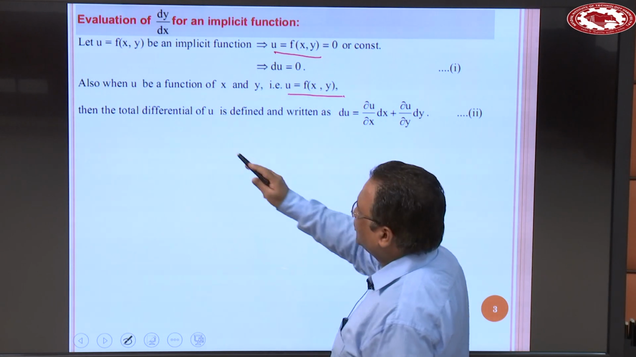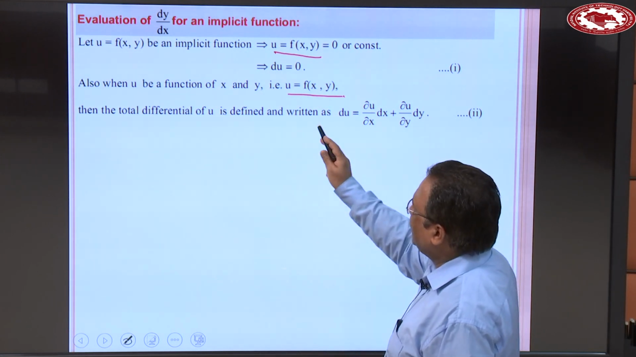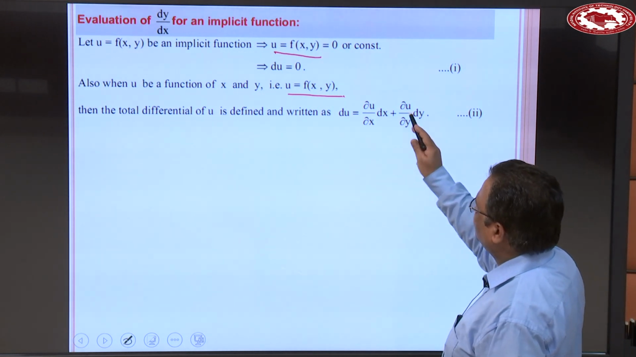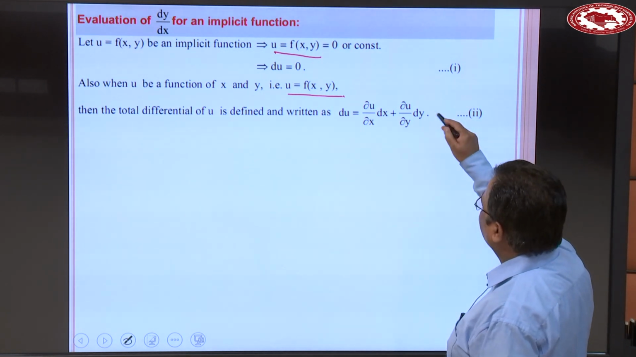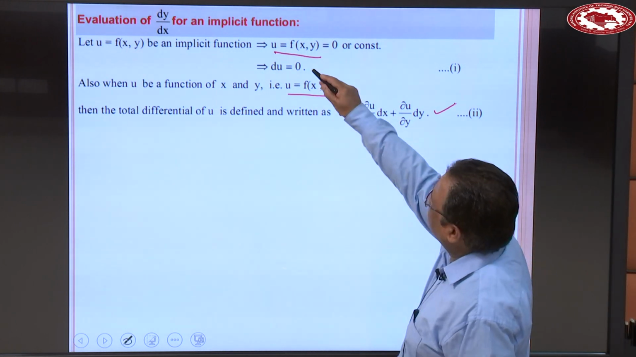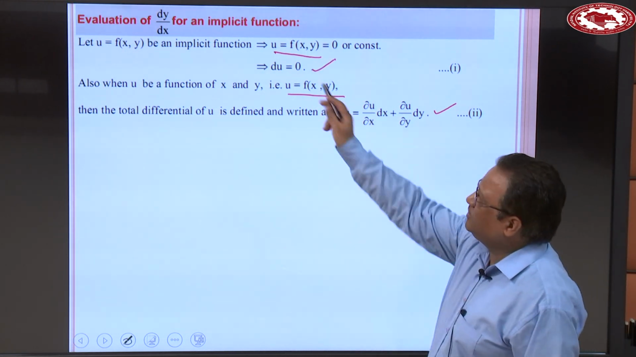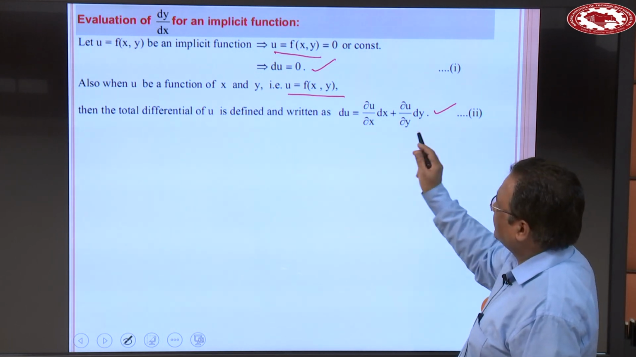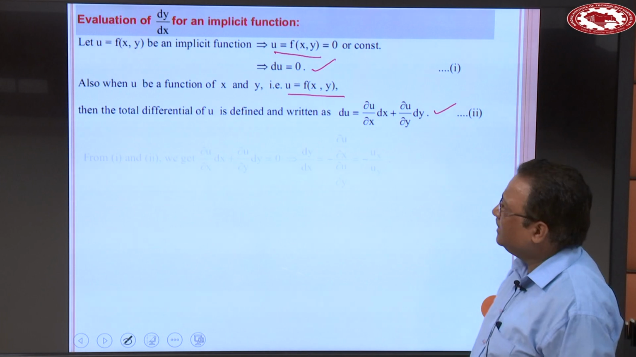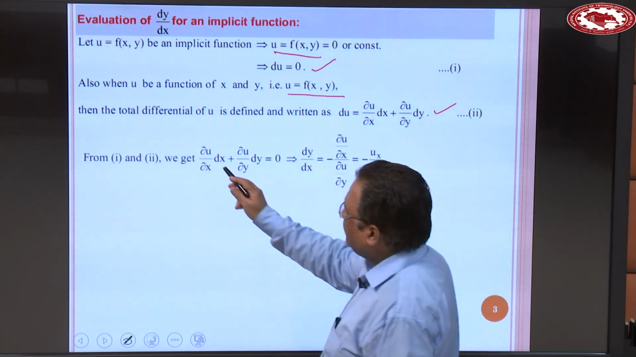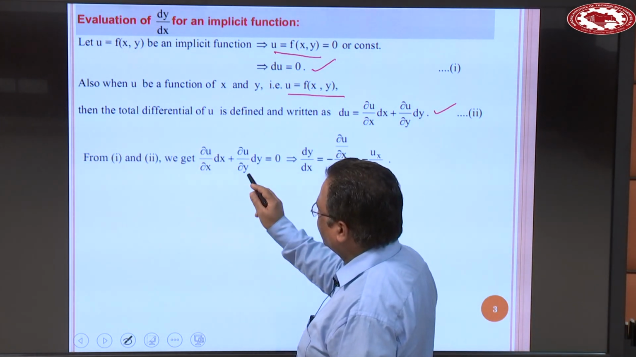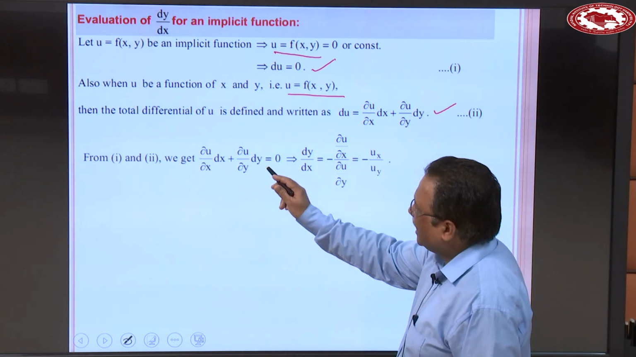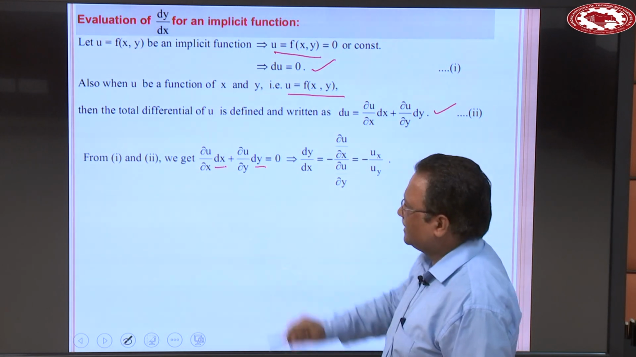Okay? Then total differential of u is defined and written as du is equal to ∂u/∂x dx plus ∂u/∂y dy. Write on this expression number 2. So, we have these two expressions, du is equal to 0 and du is equal to this. This means this result is equal to 0. Okay? So, from 1 and 2 we obtain ∂u/∂x dx plus ∂u/∂y dy is equal to 0, and from this relation calculate dy over dx.